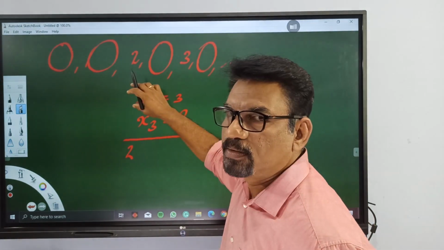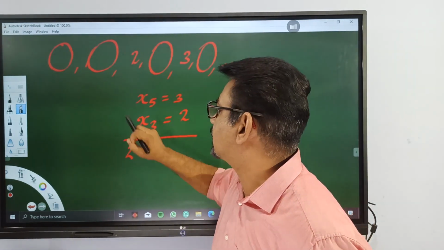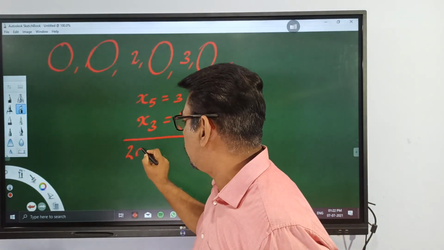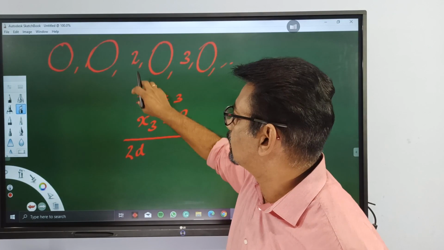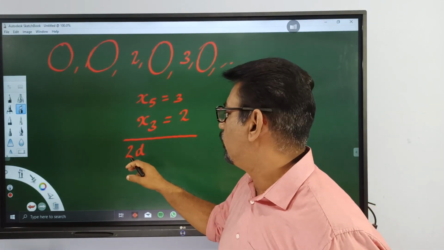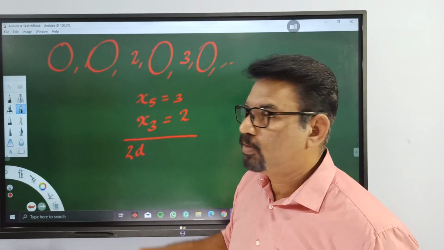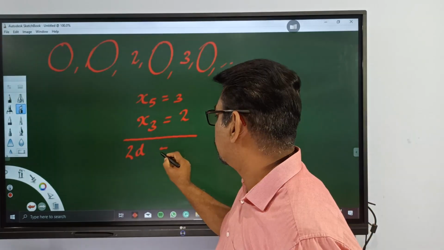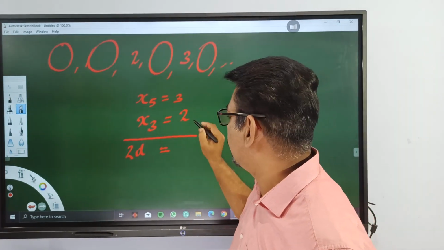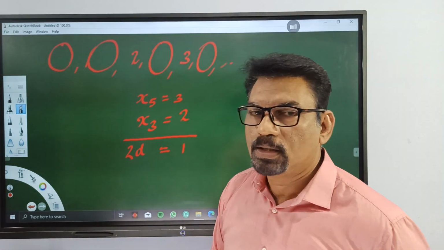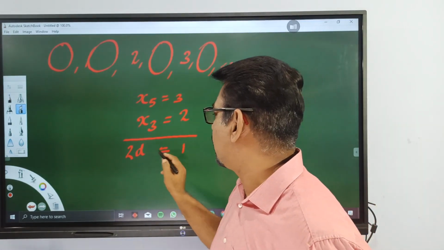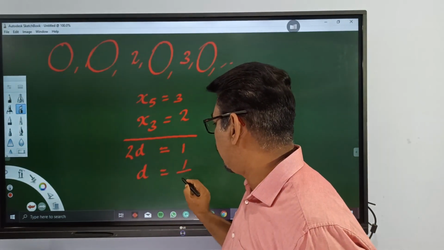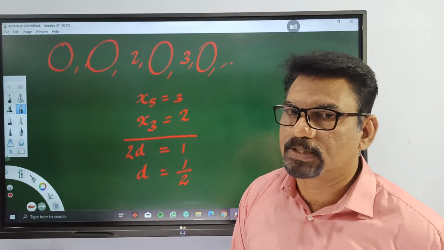That is x5 minus x3. To reach x5, we have to add 2 times the common difference. When we subtract x3 from x5, we will get 2d. The difference between the positions is 2. Therefore, the difference of terms is 3 minus 2, which is equal to 1. So 2 common differences is 1, therefore one common difference is equal to 1 divided by 2. Half is the common difference.